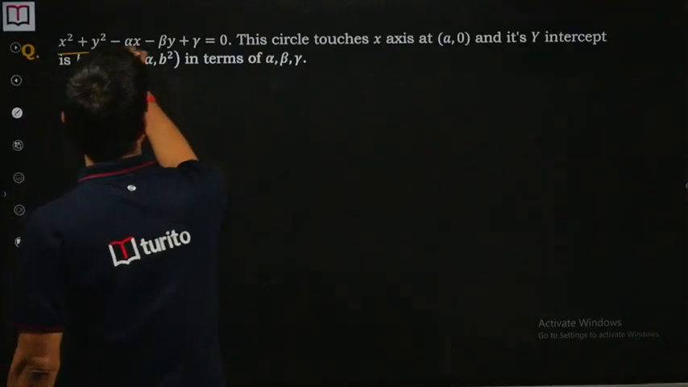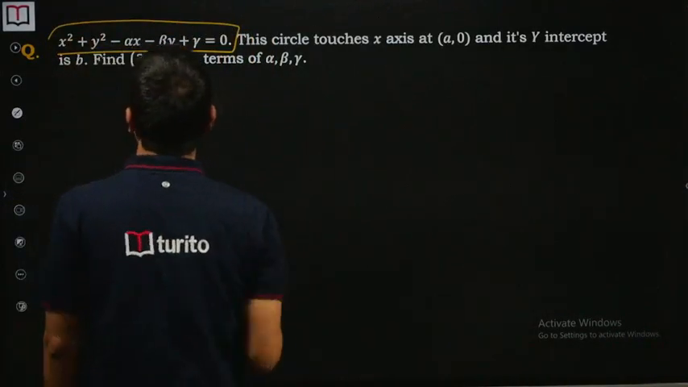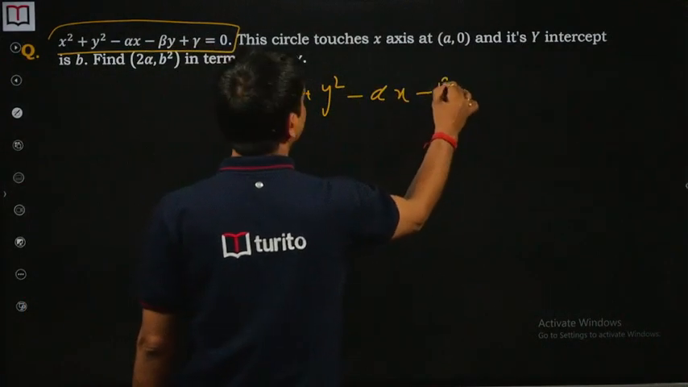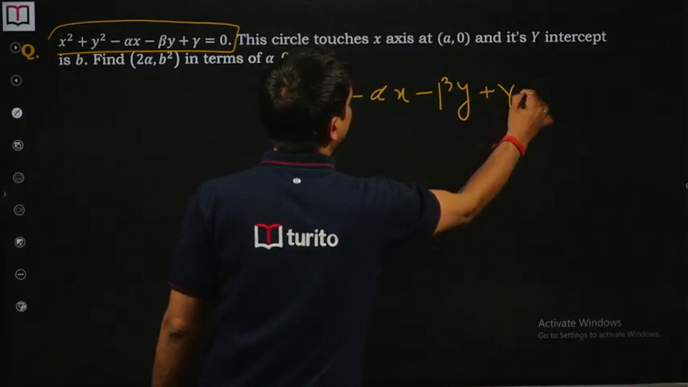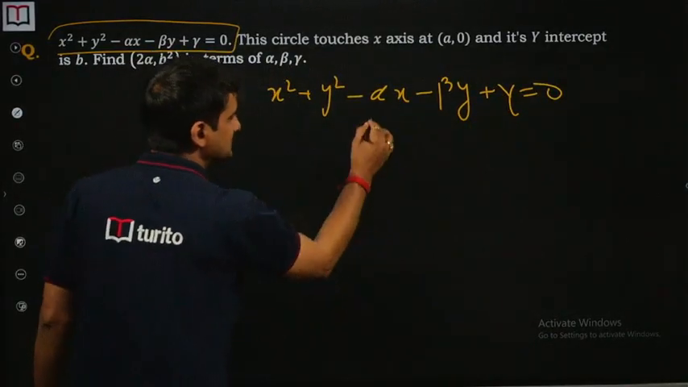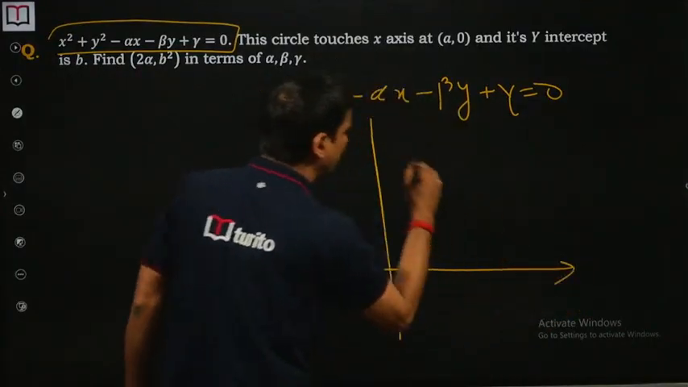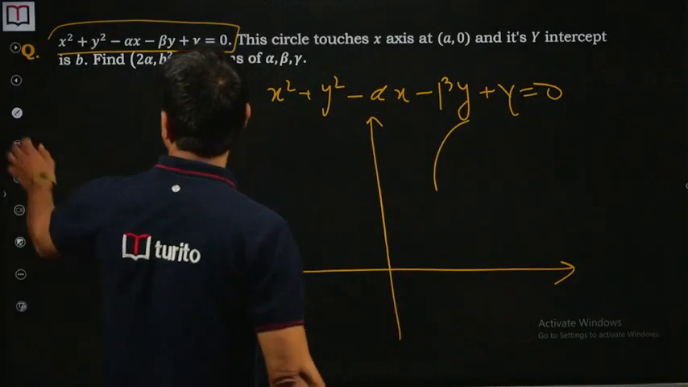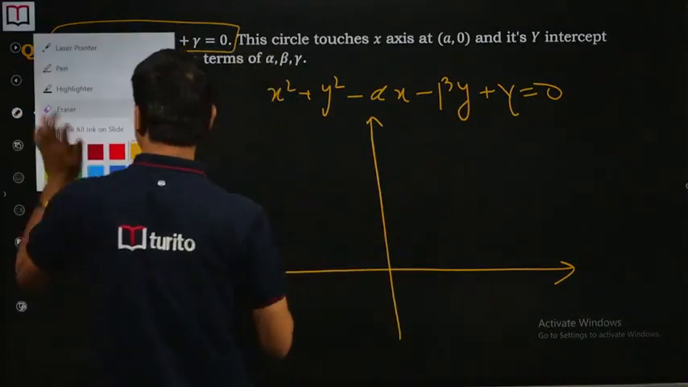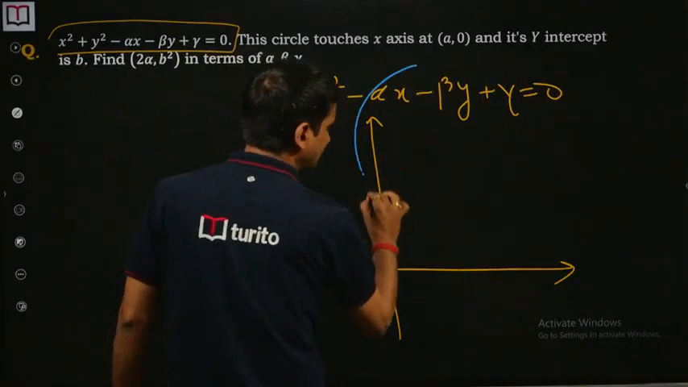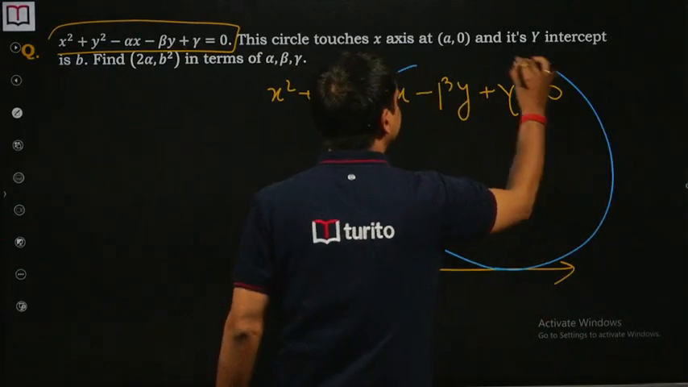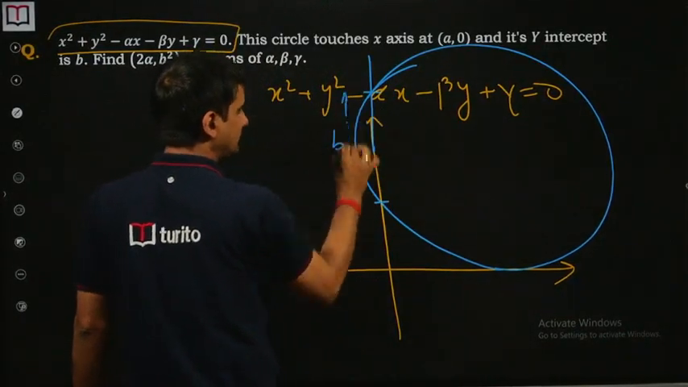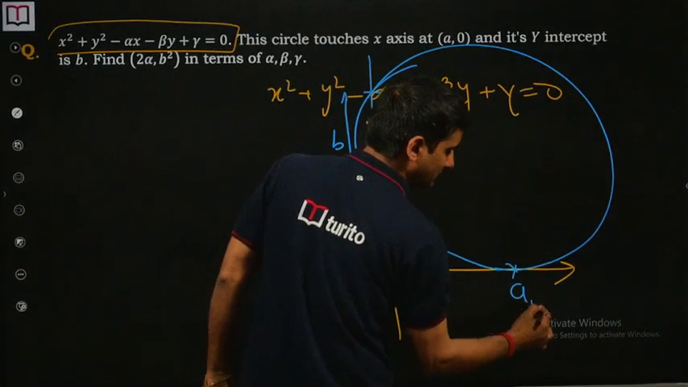Next question is this, of course, a circle: x square plus y square plus alpha x plus beta y plus gamma equal to 0. So that's a question on conic section, basically a circle. This circle touches the x-axis at a comma 0, and its y-intercept is b. So before drawing, it's good that I read it. So y-intercept is b, something like this. So this length is b units, and that's the point a comma 0.